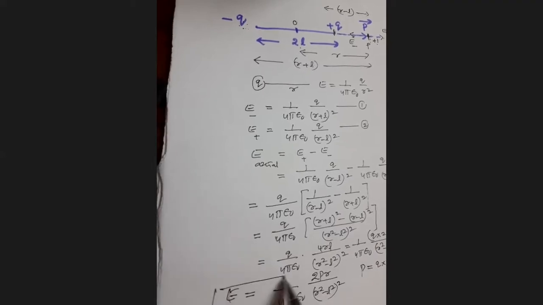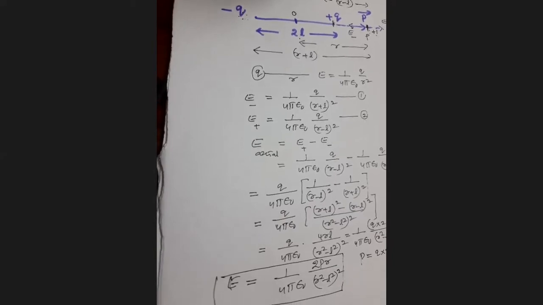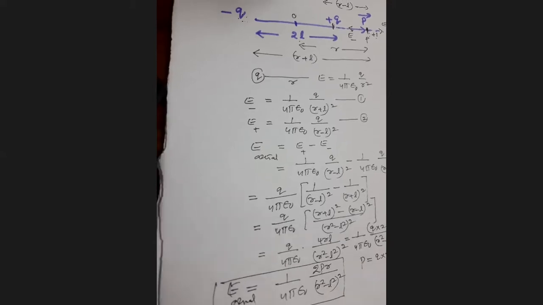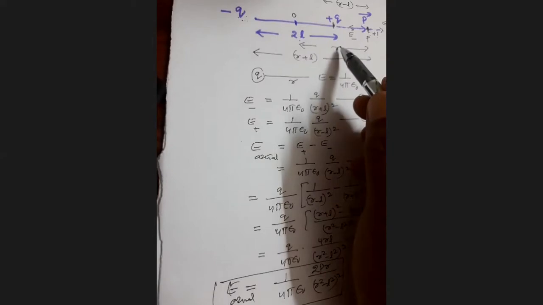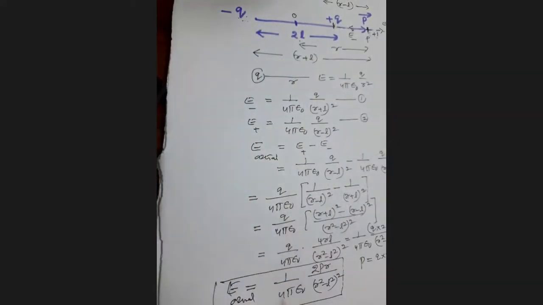This is the field strength on the axial line of an electric dipole. So what we get: E axial, the electric field strength on the axis of the dipole, equals 1 by 4 pi epsilon naught 2PR by (R square minus L square) whole square. For a short dipole, compared to the distance R, the length or distance between minus q and plus q is very small. Then you can neglect the L square value.